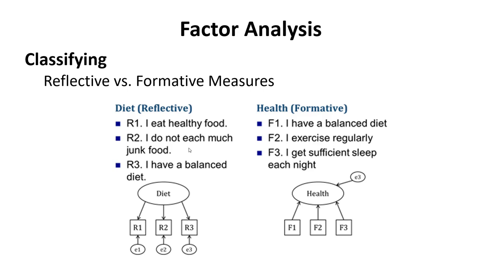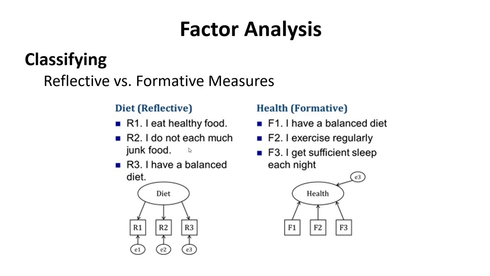Sometimes we can design instruments that are formative, as you see here with health. As you can see from these questions, each one has a distinct answer. Because F1, 2, and 3 combine to provide the researcher with an indication of health, they form the health construct. They cause that construct to happen.